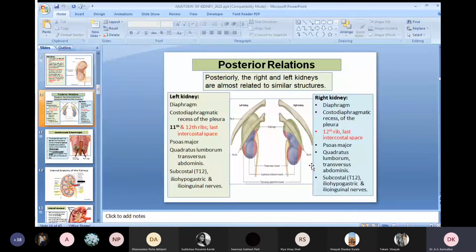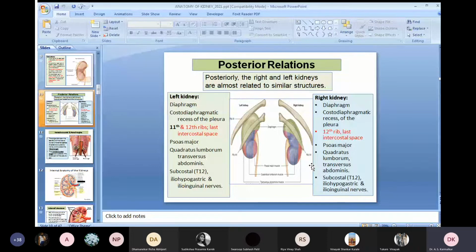Now, if you see the relations on the right and the left side, the posterior relations are all the same. Both the kidneys are related to the diaphragm, they are related to the costodiaphragmatic recess of the pleura. Then they are related to the psoas major muscle, quadratus lumborum muscle, transversus abdominis muscle, and the nerves: the subcostal nerve, iliohypogastric nerve, and the ilioinguinal nerve. So these are all relations, same on both the kidneys.